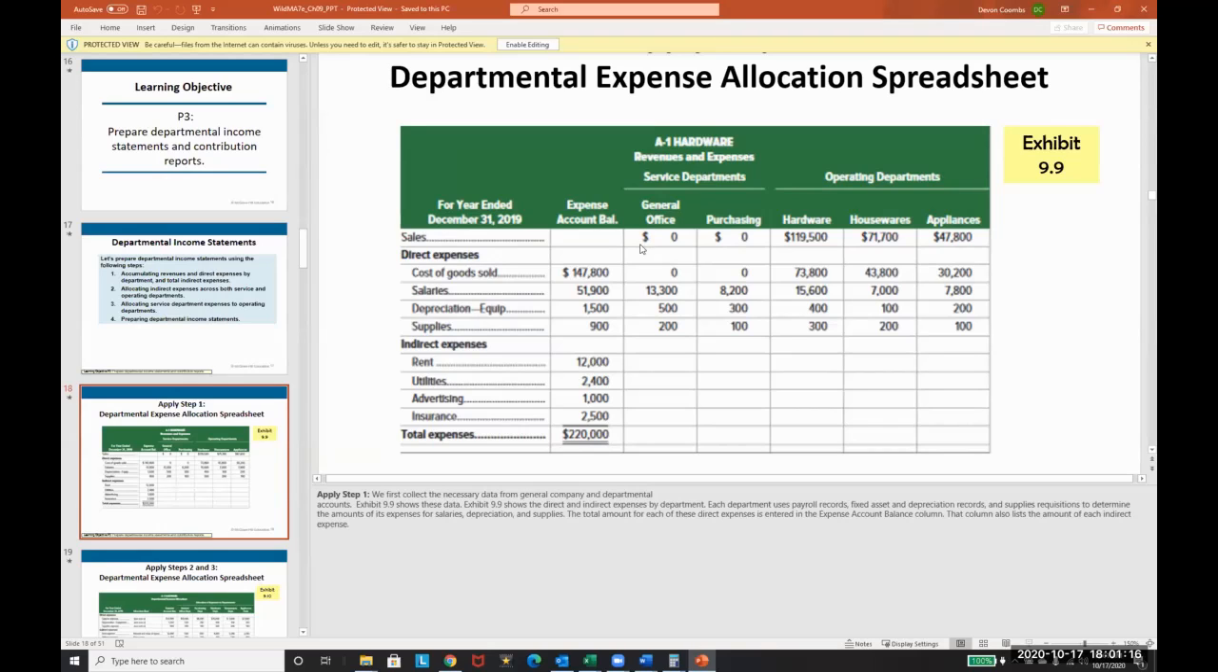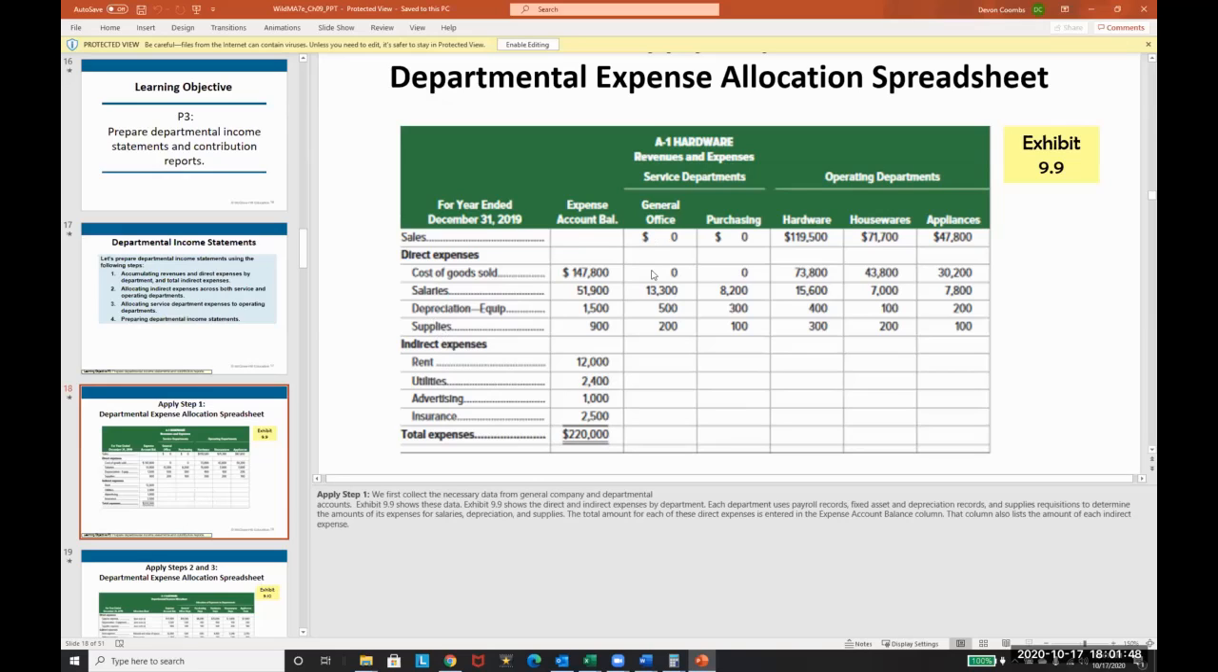Purchasing and general office aren't making us money. They're helping run the day-to-day of the operating centers, right? So we don't expect sales in a cost center, we expect it in an operating center. The goal of these departments as a cost center is to what? To control costs, to bring costs down for these operating centers to make more money and to help these run efficiently. So general office, service departments, 13,300 salaries, depreciation, supplies.